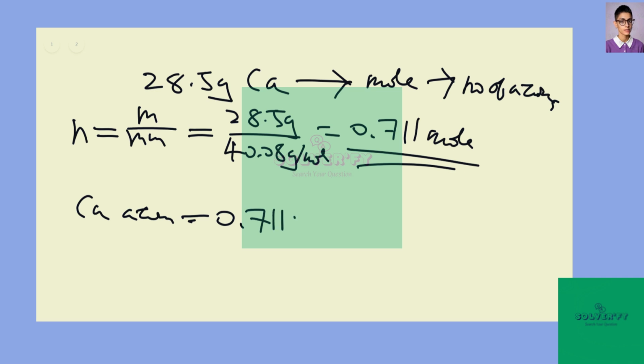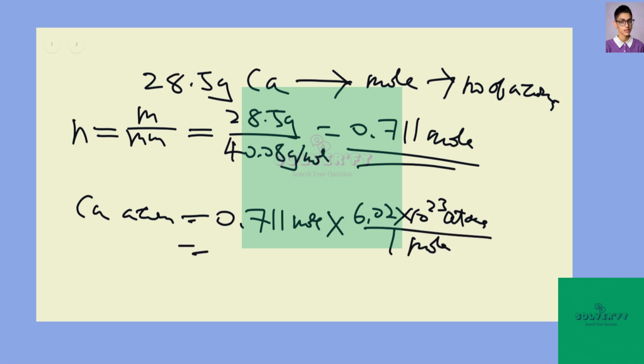So 0.711 moles multiplied by our Avogadro number, 6.02 times 10 to the 23 atoms per mole. Then you can use your calculator again, and it equals 4.28 times 10 to the power of 23 atoms. So we have that many calcium atoms.